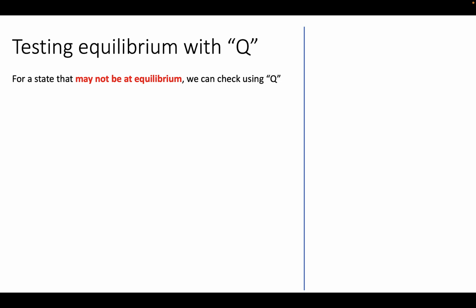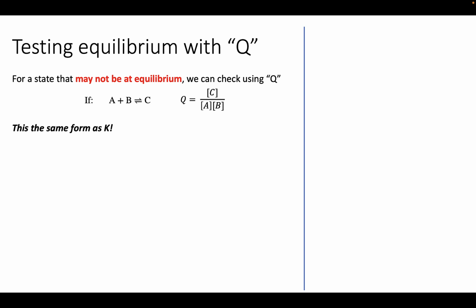Okay, so what about if we don't have equilibrium, right? What we can do is we can test for equilibrium with this value we call Q, right? So if the state may or may not be at equilibrium, we can check using not K, but we'll call it Q. And we do this in the exact same way as K, right? If we have A plus B goes to C, we say that Q is equal to an expression that's just like that K expression, right? C over A times B.